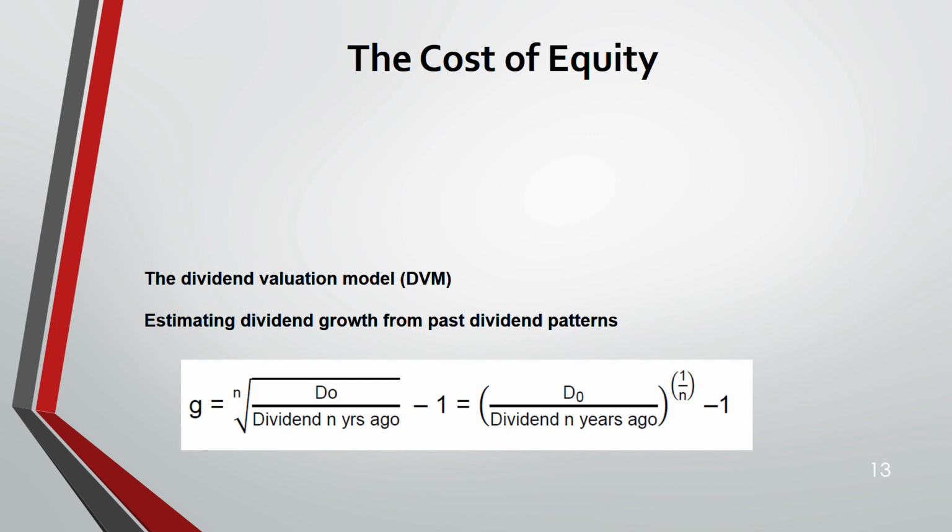Or the other way is, if you're not comfortable using the n-th root, use D0, that is the newest dividend, divided by the oldest dividend, to the power 1 divided by n. The 1 is fixed, n is the number of years: 4 years, 3 years, for however many years. Minus 1. We have calculations for each of those, don't worry.